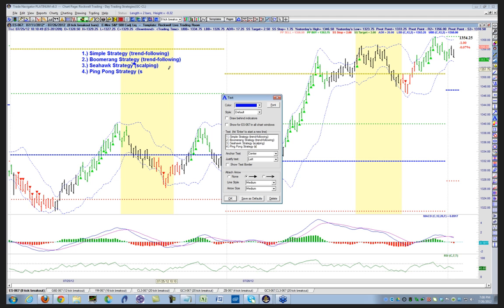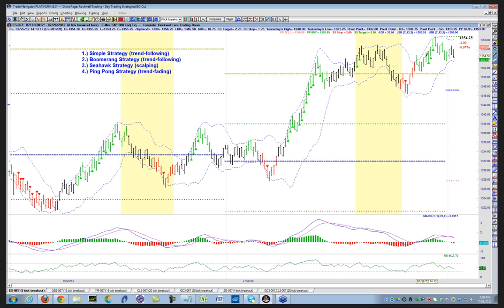So it's a trend fading strategy. But right now, the market conditions are not really great for the ping-pong strategy. So therefore, we have been focusing on the first 3. However, as I said, a little bit of the problem with the simple strategy. I mean, today we see a perfect example. In the afternoon, the entry, according to the simple strategy, occurs rather late on this bar here, and it's not really a clean signal because we want to see a bar that is closing at or near the upper Bollinger Band.